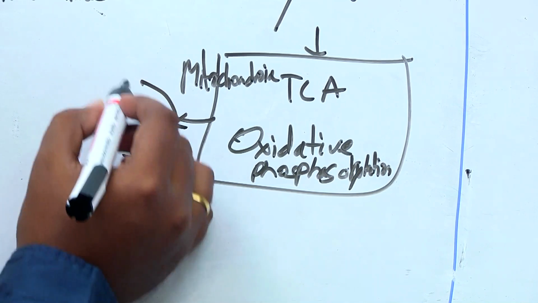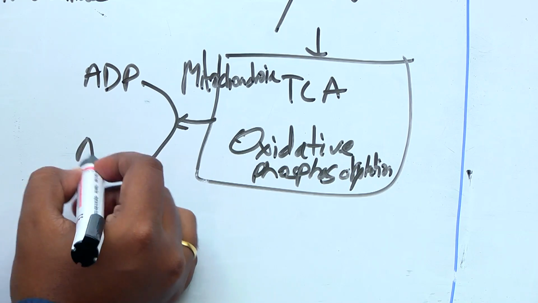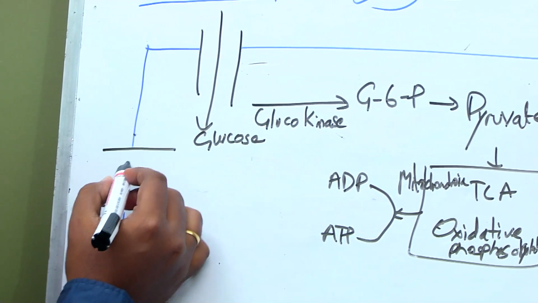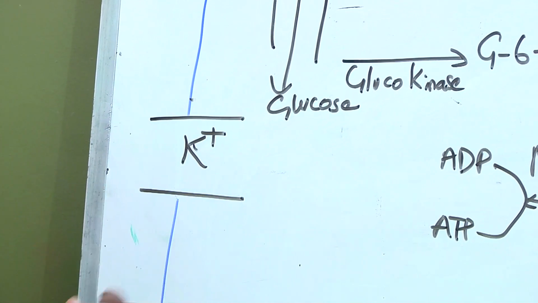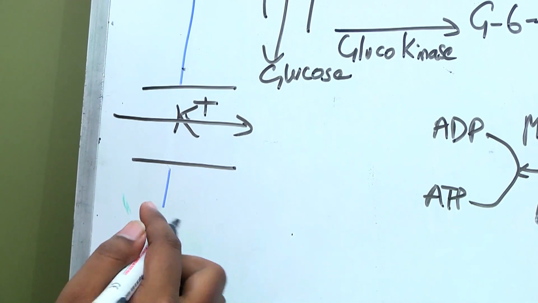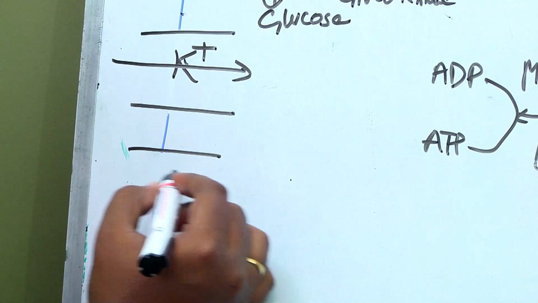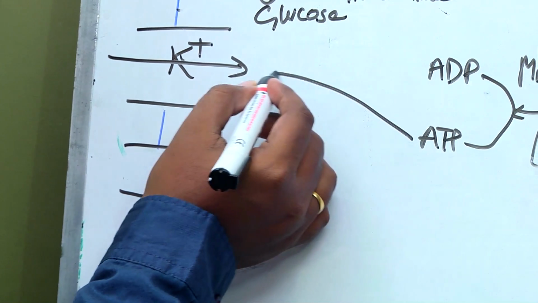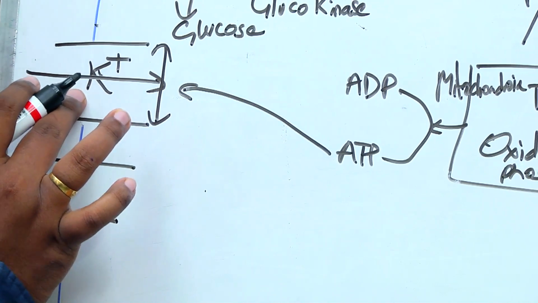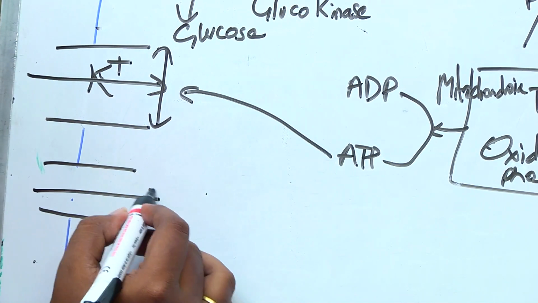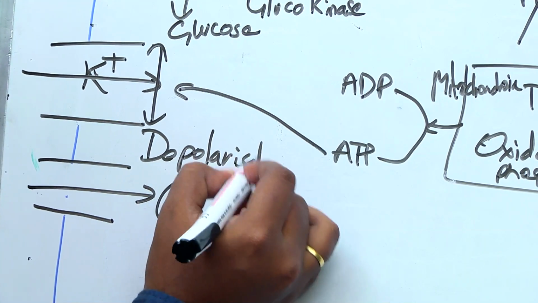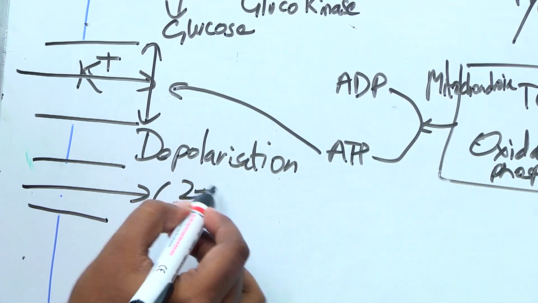And this leads to conversion of your ADP into ATP. So normally you have ATP dependent potassium channels here, which are always open, okay, and then you have calcium channels here, which are generally closed. So when this ATP goes and binds to this channel, it closes the potassium channels, which causes depolarization and causes opening of the calcium channels.